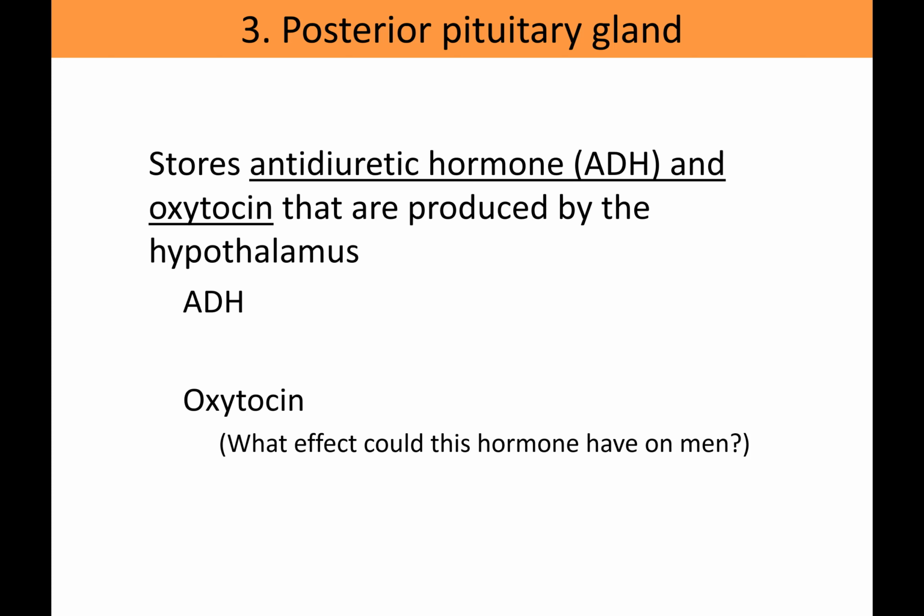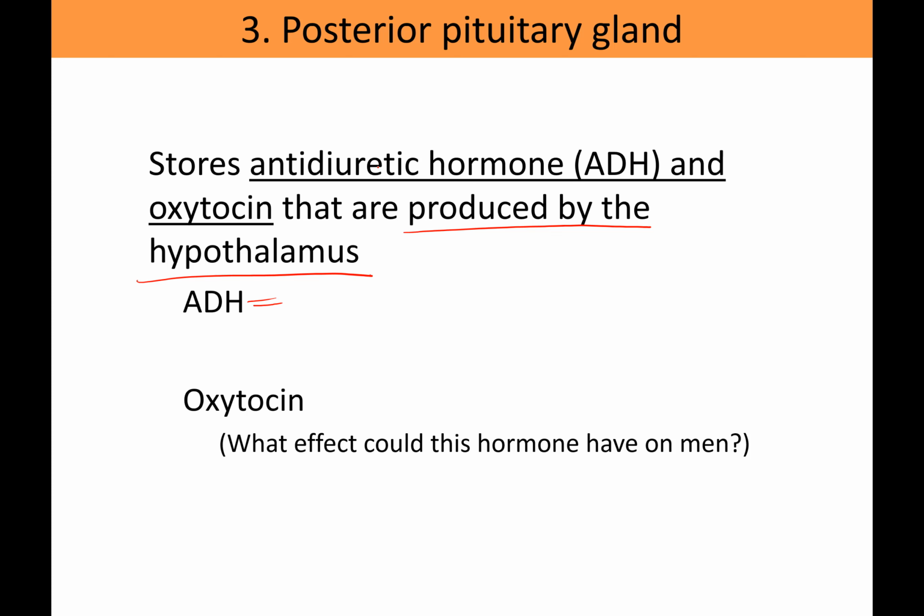So for the pituitary, the posterior is really kind of a slacker because notice it doesn't produce these two hormones. They're actually produced by the hypothalamus. They're just stored in the posterior pituitary. So you've seen ADH before. So maybe stop the tape and see if you can quiz yourself and write down what it does.